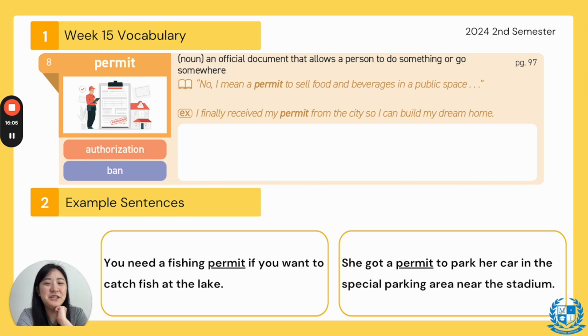Next one, it says she got a permit to park her car in the special parking area near the stadium. Yes, when there's a baseball game, you may need a special permit so that you can park closer so that you don't have to walk a really long way. Permit.